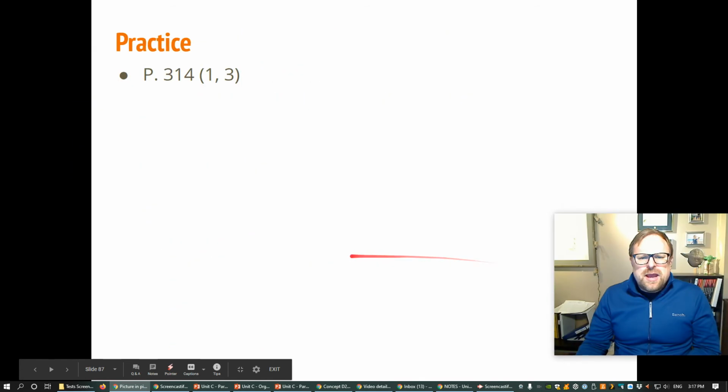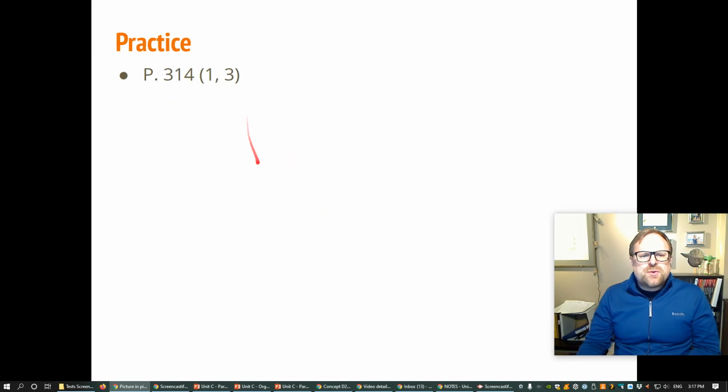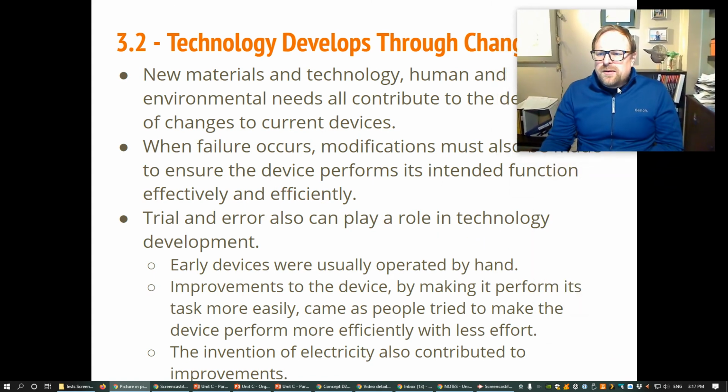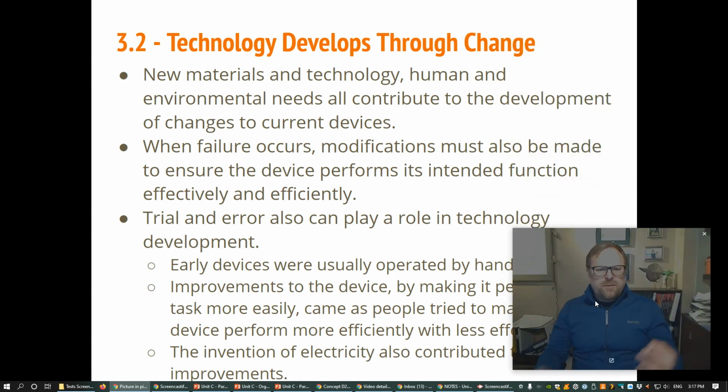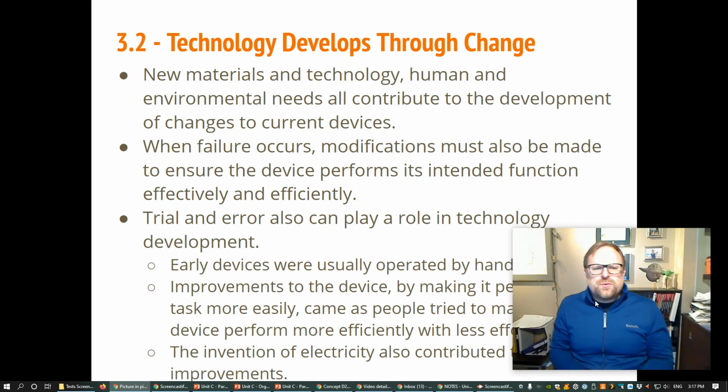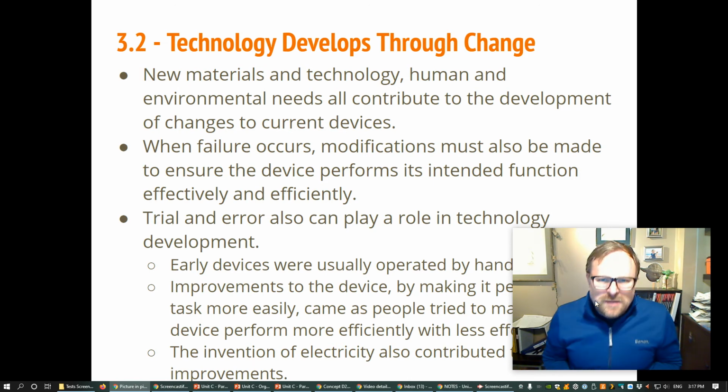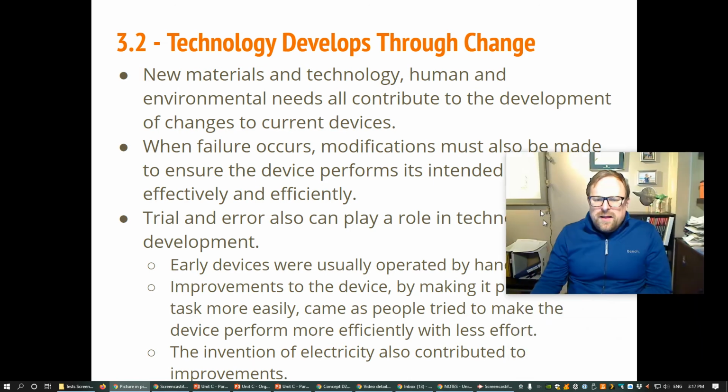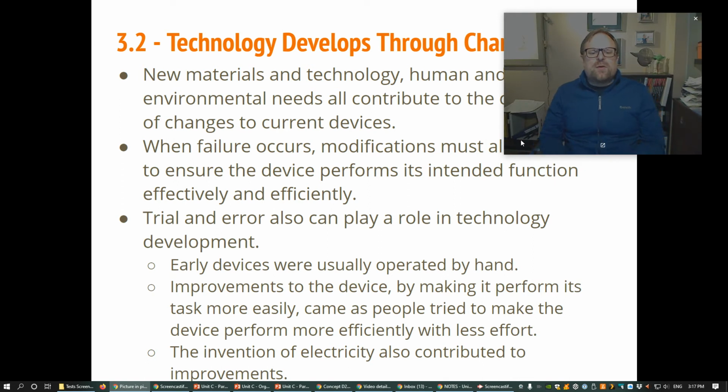Where we're going to jump to now then is, and there's some practice questions I want you guys to do. The last bit of this unit we're going to jump to is talking a little bit about technology and how it develops through change. So new materials and technology, human and environmental needs all contribute to the development of changes to current devices. When a failure occurs, modifications must also be made to ensure the device performs its intended function effectively and efficiently. Trial and error also play a role in technology development.